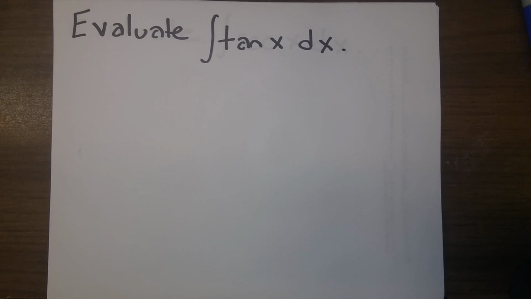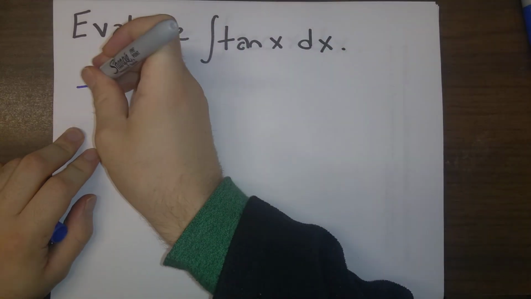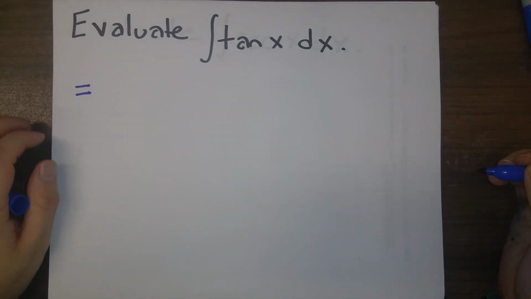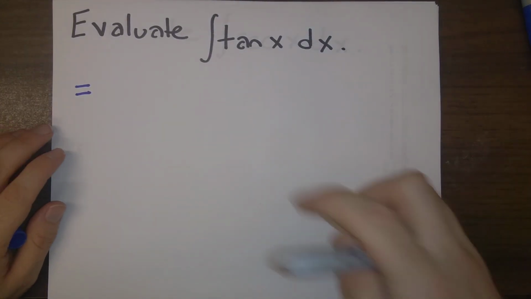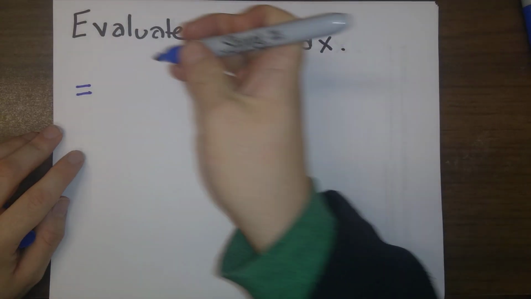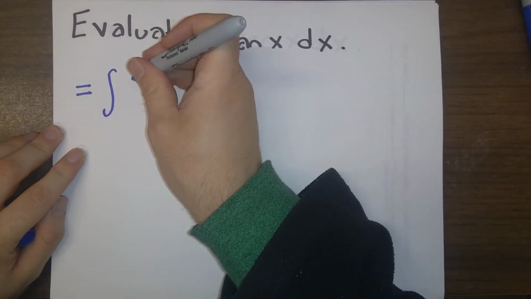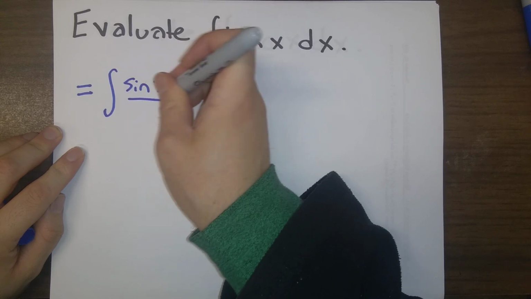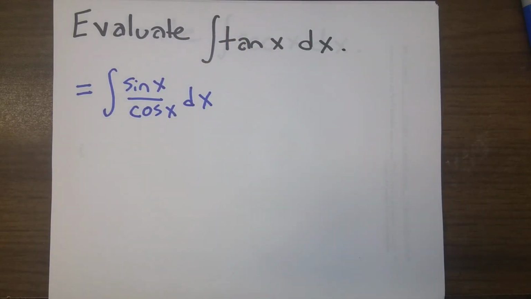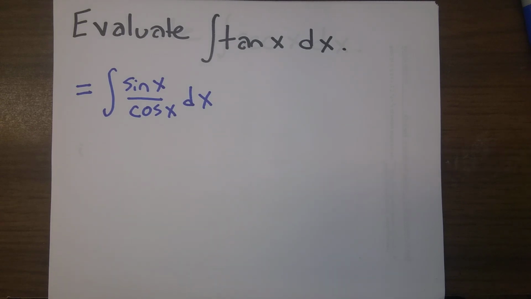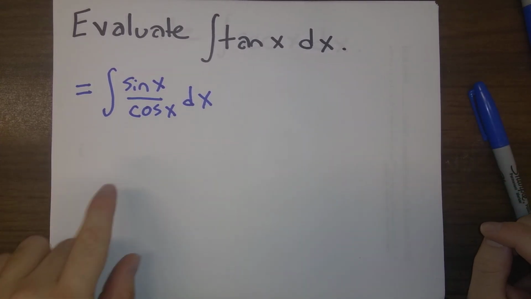This one actually is one that I think you've seen before. If you remember, this is something that was covered just from the substitution section. So we can rewrite tangent x as, of course, sine x over cosine x. And now this is actually tailor-made for substitution. How can we see that?